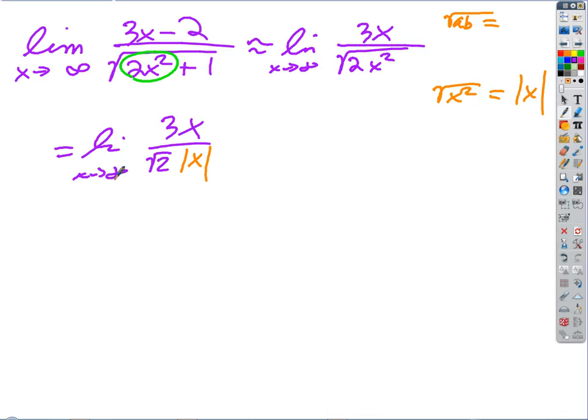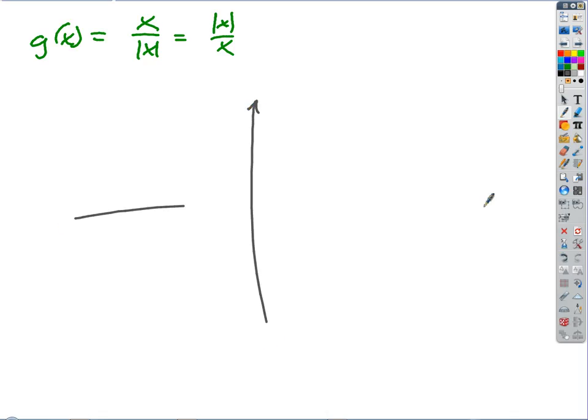So x over the absolute value of x. Now, what's that going to look like? If I graph that function, let's just think about just that part for a second. If I take the function g of x equals x over the absolute value of x, it doesn't matter. What's that going to look like? It's going to be 1 sometimes.